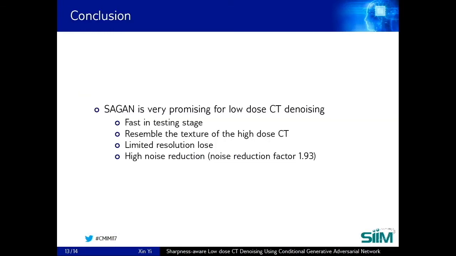In conclusion, SAGAN is very promising for low-dose CT denoising, based on our experiments. It runs very fast in the testing stage, which only requires less than a second to process a single CT image. The denoised CT resembles the texture of the high-dose CT and has very limited resolution loss. It also achieved a very high noise reduction factor, which is 1.93 in our case.